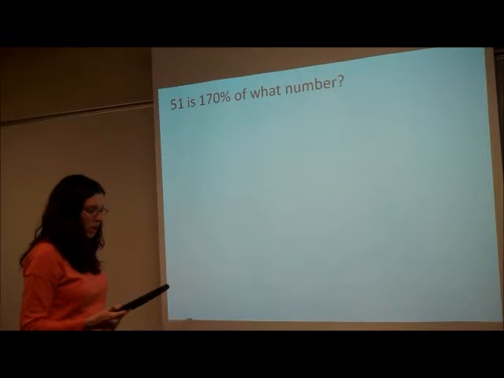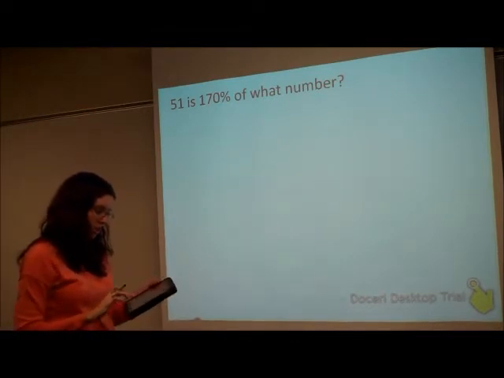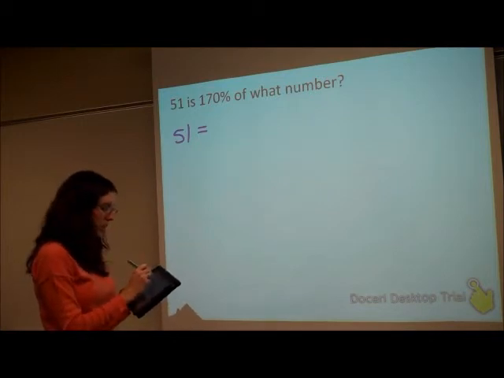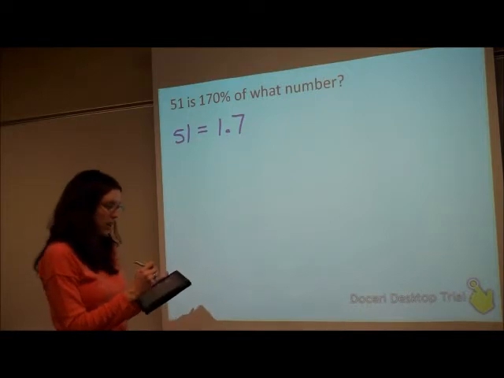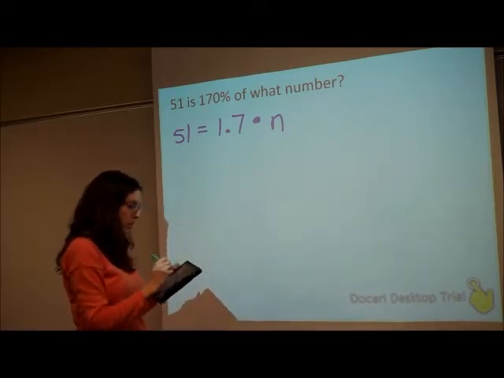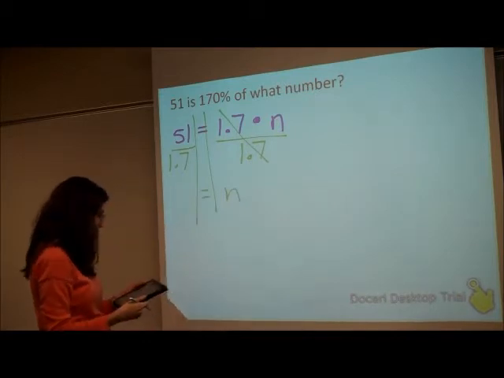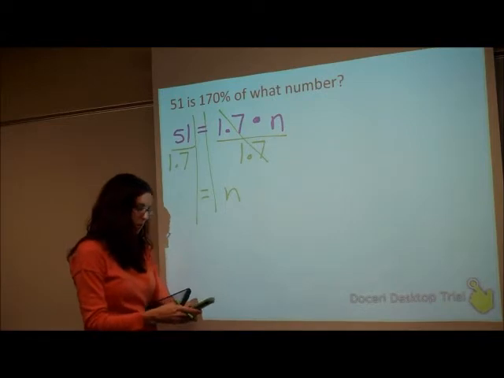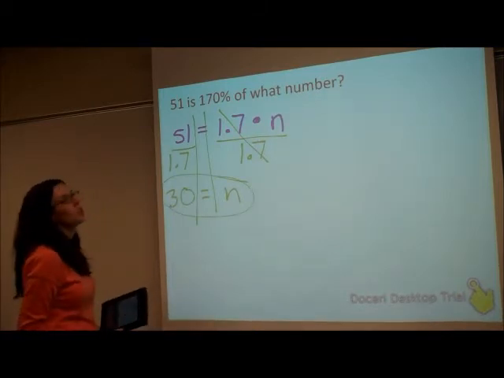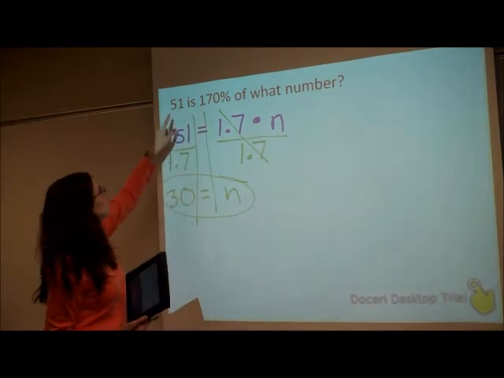Let's try this one. Again, we're just going to go straight through and write an equation. This one's in a little different order. So looking here, 51 is 170% of what number? 170% would be 1.70, however you want to write that, of means multiply, what number? So put in your variable. Here's my variable. It is being multiplied by 1.7. I need to divide both sides by 1.7. So that would be 51 divided by 1.7. We get 30. So the number is 30. Okay, 51 is 170% of what number? Yeah, that's almost 200% of it, almost double. Okay?